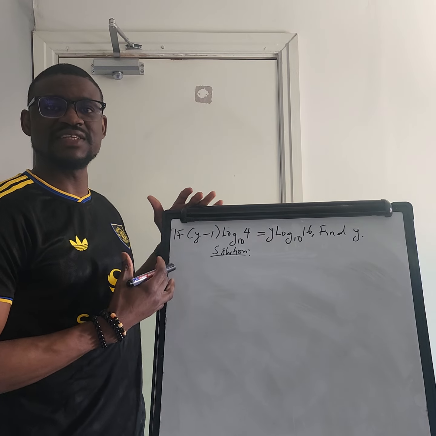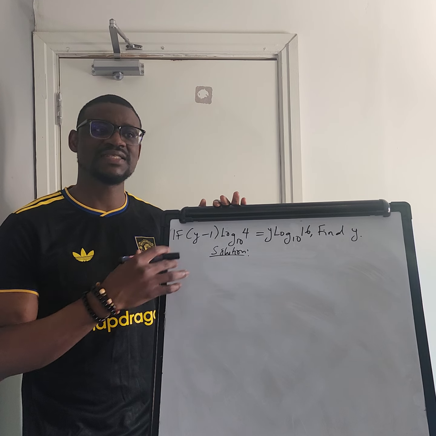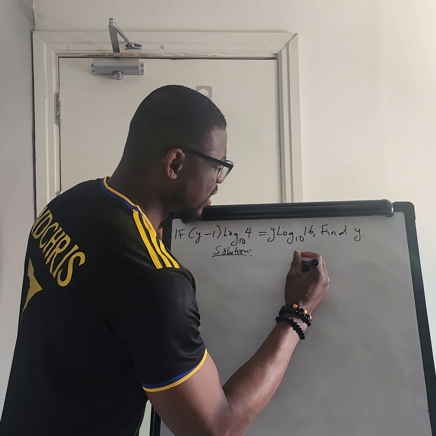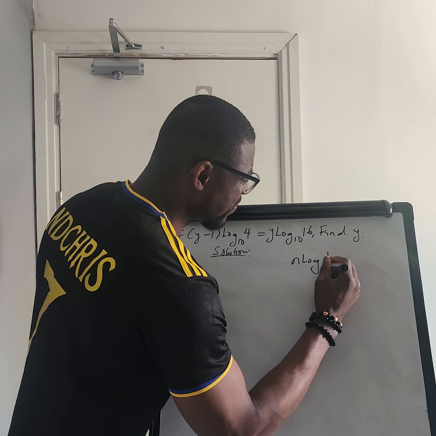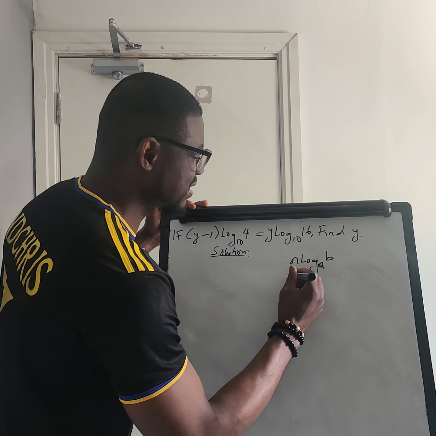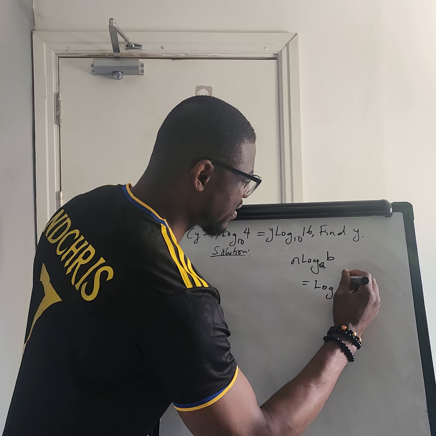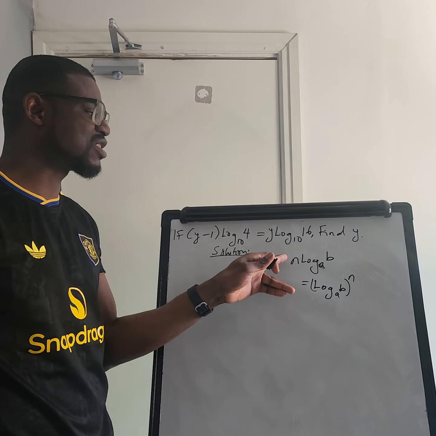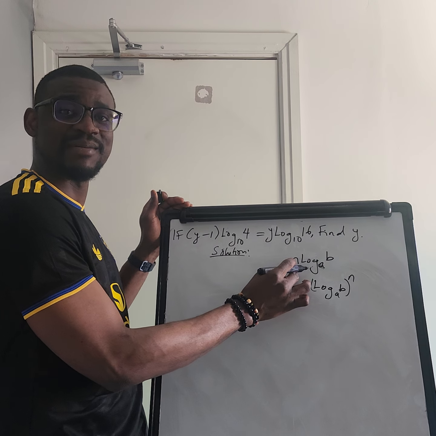To be able to solve this, you need to understand one of the rules of logarithm, and that is the power rule. It says that if you have n log b base a, it is the same thing as log b base a raised to power n. So that n which multiplies the log becomes the power. So these two are the same.